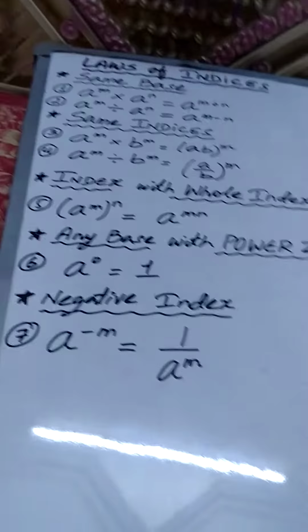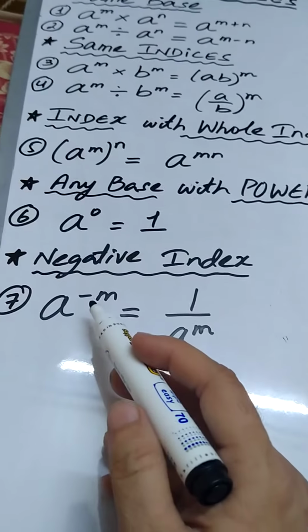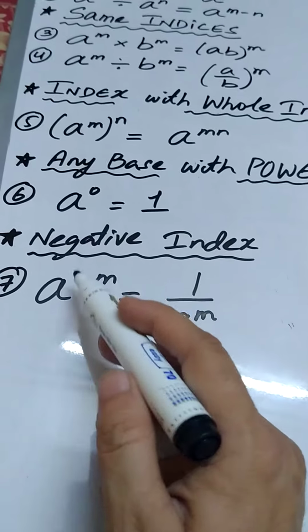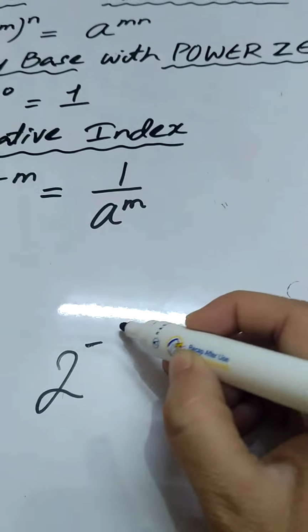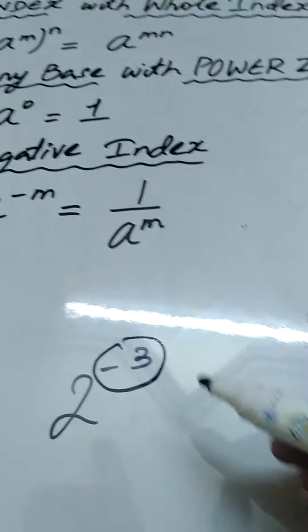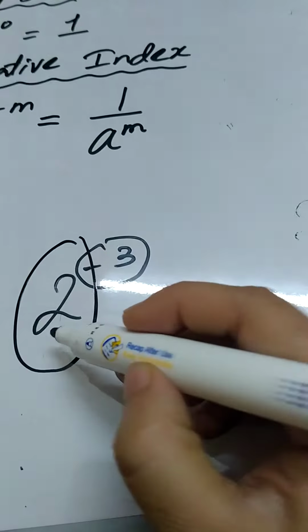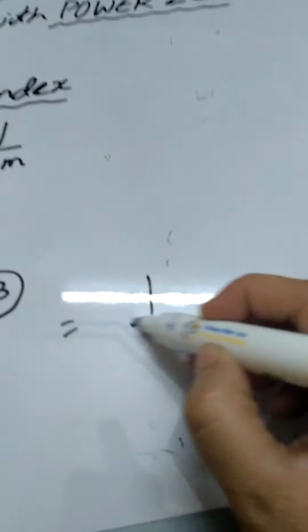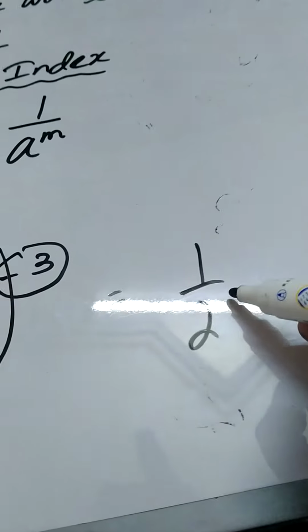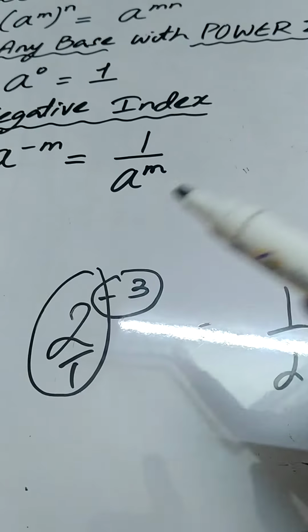Then the last law is negative index or negative power. Whenever we have negative power, how can we make this negative power positive? By reciprocating the base. For example, if I say 2 power minus 3, if you want to make it a positive power, we simply reciprocal the base. So the base is 2 upon 1, so we write 1 upon 2 and the power becomes positive. When we reciprocal the base, the sign of the power changes, negative changes to positive.